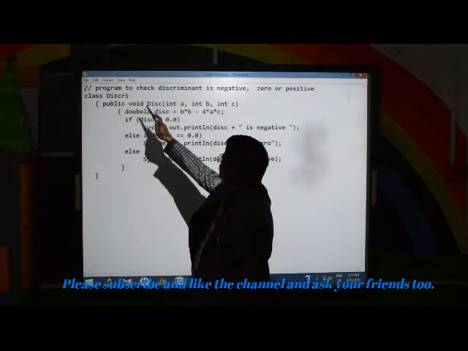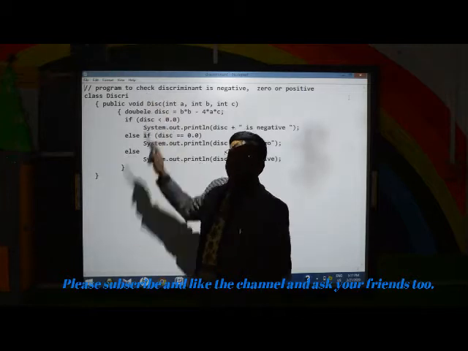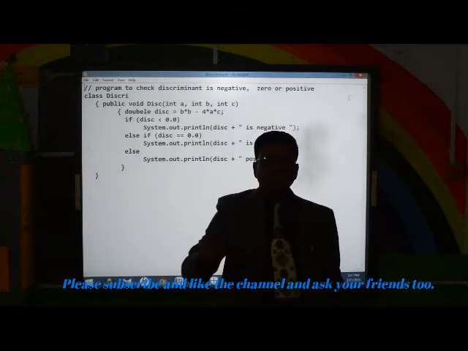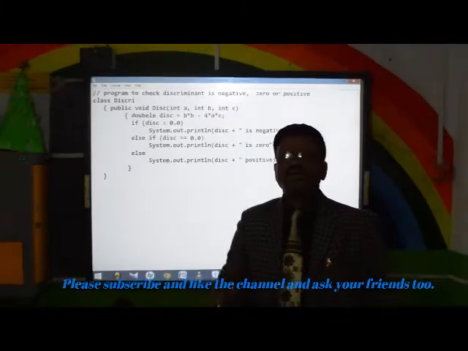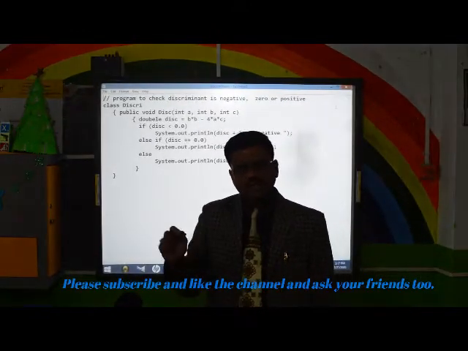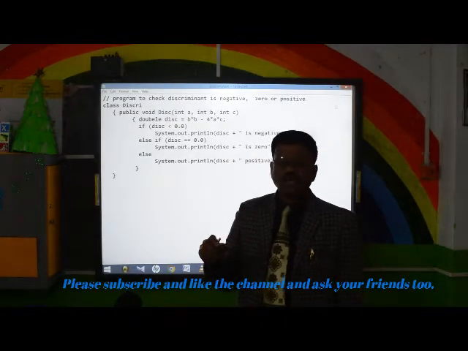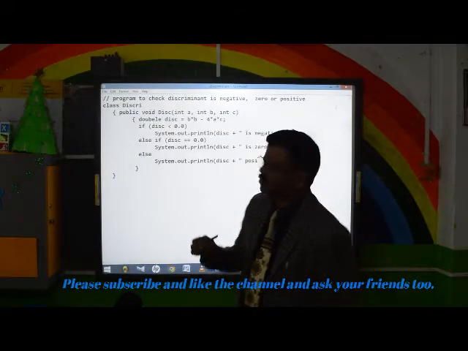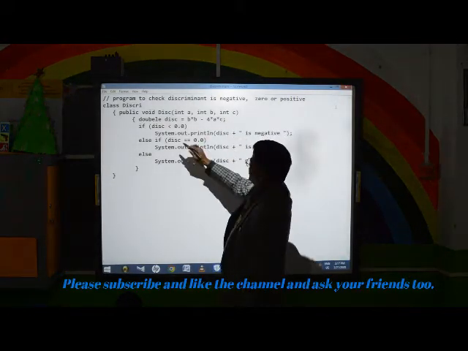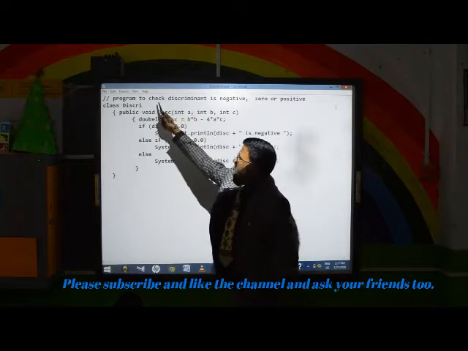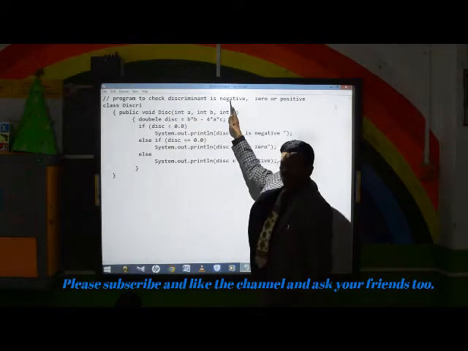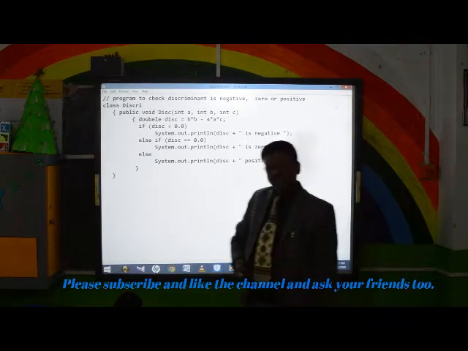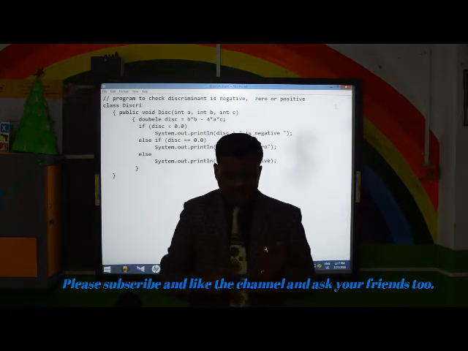This program is going to check the discriminant. You must be knowing the meaning of discriminant. I am sure you must have done quadratic equations, where b square minus 4ac is known as the discriminant. I am going to check whether the discriminant is negative, 0 or positive. Right? So the program goes like this.